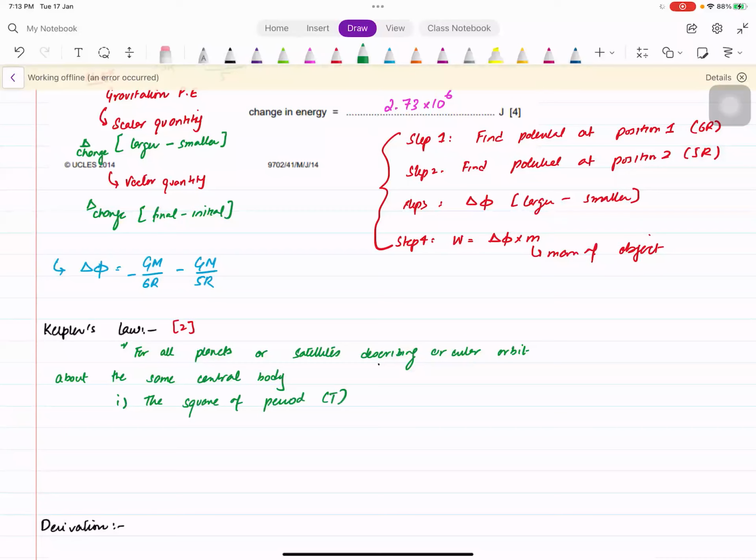Now, number one, what you're going to do is you're going to say the square of period T is proportional to, number two, the cube of radius r of the orbit. Now, obviously, you can write this as one single definition, but I just wanted to clear it out that this holds 1 mark and the other one holds the second mark. Okay.